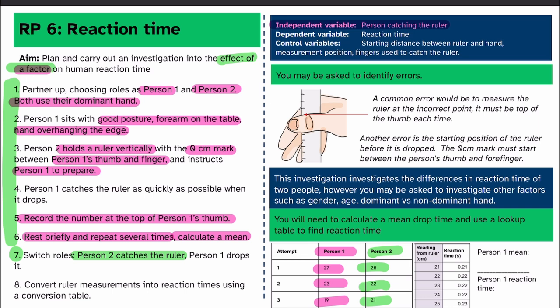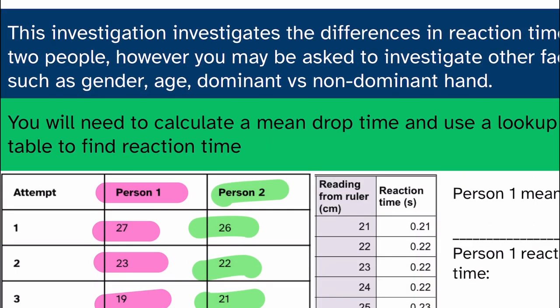So once you've got all of the person's ruler measurements, you take the mean, and then you have to use a conversion table to look up their reaction time. So you can see in this space here, person 1 got 27, 23 and 19. So if we just very quickly did that mean, 27 plus 23 plus 19.